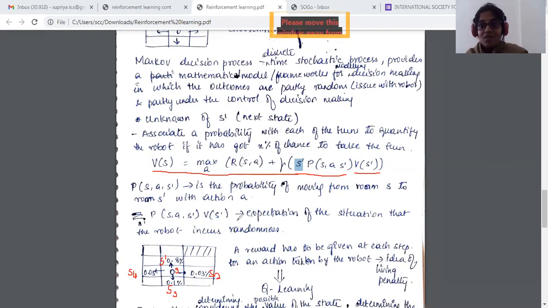But now the robot, after giving that probability, got more cautious: you have given me all these things, I need a reward for the action that I do. Okay. So a reward has to be given at each step, for an action taken by the robot. We call this the idea of living penalty. See, the word itself will tell you, a living penalty.